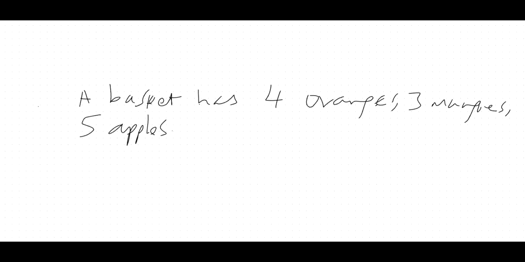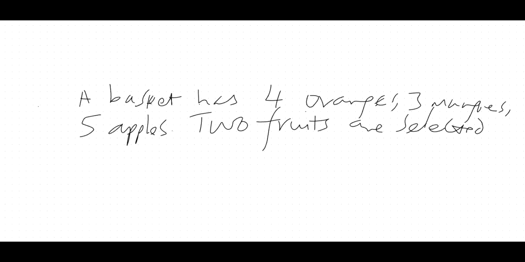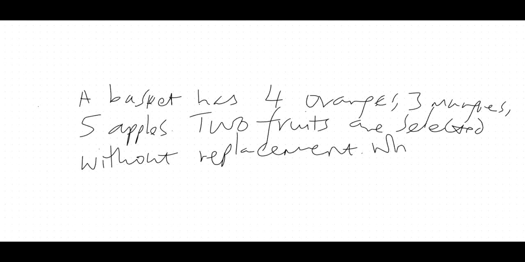And then now you say two fruits. So all these are fruits. So two fruits are selected without replacement. So what is the probability?